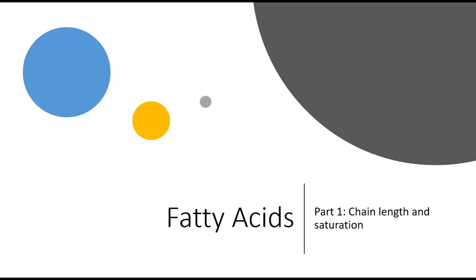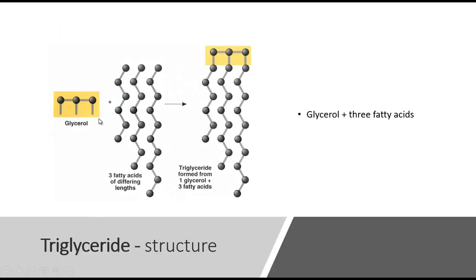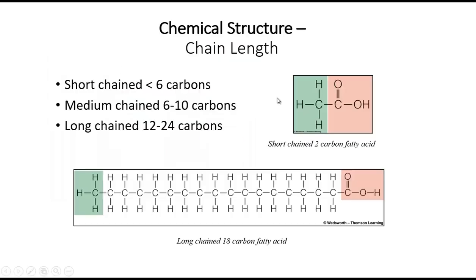In this video, we will go into details about the structure of fatty acid chains that make up the triglycerides in our diet. A triglyceride is composed of a glycerol backbone with 3 fatty acids attached. When looking at the fatty acid chains, there are 3 ways to tell the difference between the fatty acids.